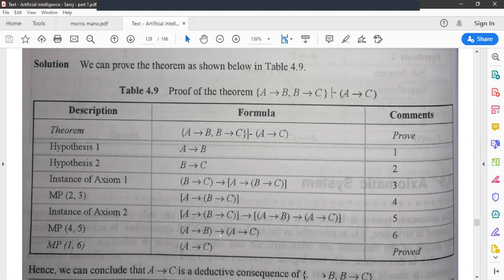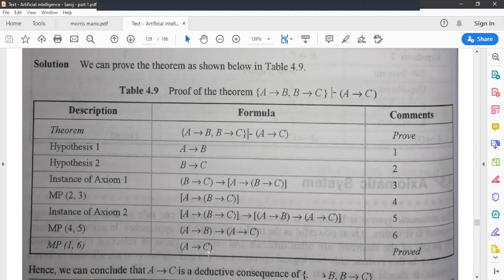Further, you are applying modus ponens on line number 1 and 6. Line number 1 has A implies B, and line number 6 has A implies B and A implies C. So this is like alpha, and this is like alpha implies beta. So what happens again, according to modus ponens rule, you just eliminate alpha and just put the beta in the result. You got the beta, which is A implies C.